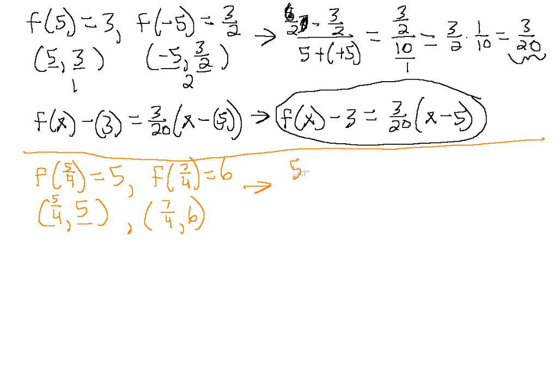So we have 5 minus 6 divided by 5 over 4 minus 7 over 4. Don't get excited about all the fractions. We know how to deal with this. So we're subtracting a 6, so it's the same thing as adding a negative. So we have minus 1 divided by, this is just a minus 2 over 4.